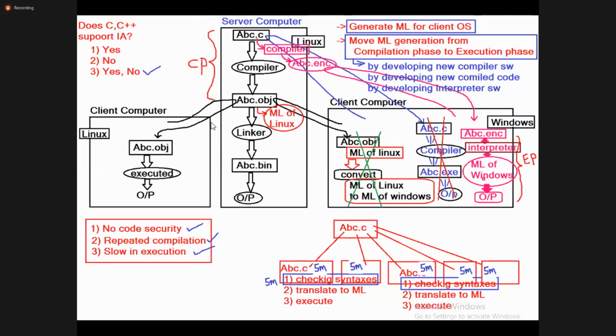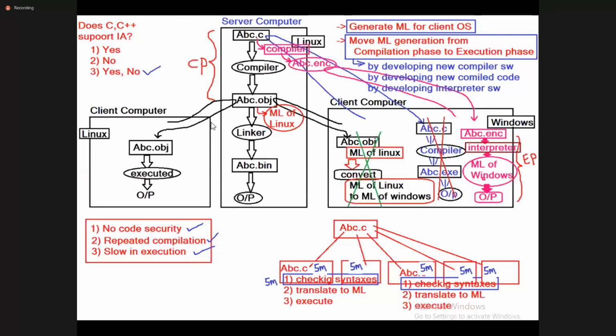Here we need to convert the source code to intermediate code because of two reasons. Reason number one: if I directly give the source code to the client, he can read it, and we are missing code security. Second problem, repeated compilation, and third problem, slow execution. To solve these three problems, we convert the source code to some intermediate code on the server computer itself. Then we give that translated code directly to the client system for execution, and the client system directly converts it to machine language.